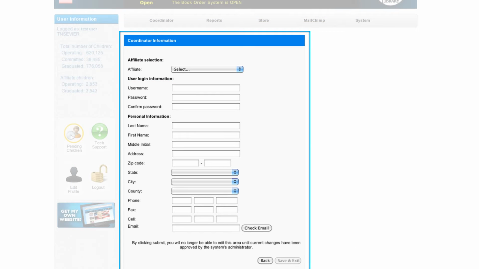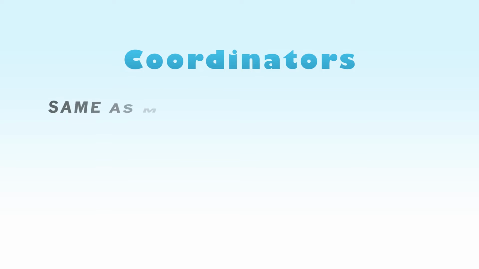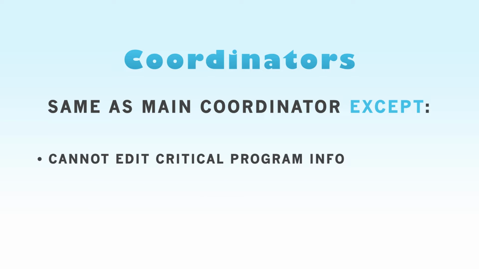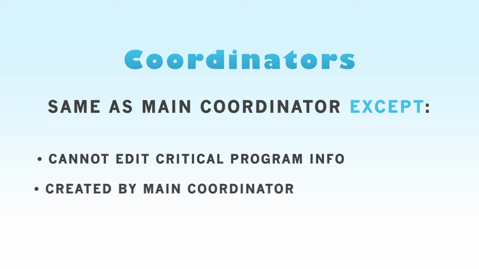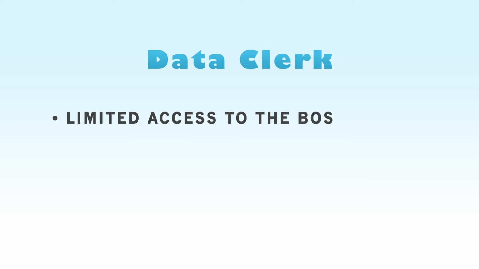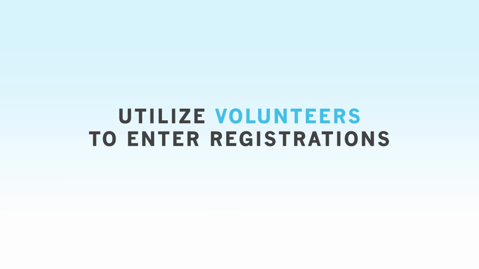Only one main coordinator is allowed per program, and although the contact information can be updated, once set, the username cannot be changed. Coordinators. This level of access is nearly identical to main coordinator. However, this user cannot edit your critical program information within your profile, and they must be created by the main coordinator. Data clerk. This user type can be created by both the main coordinator and coordinators and has limited access to the BOS and may only manage children's information and generate reports. This is a great way to utilize volunteers willing to help enter registrations.